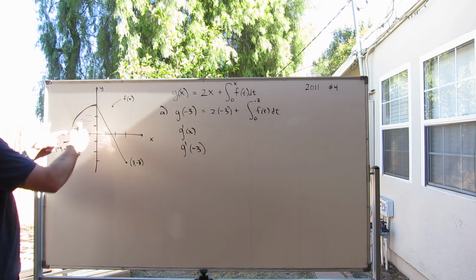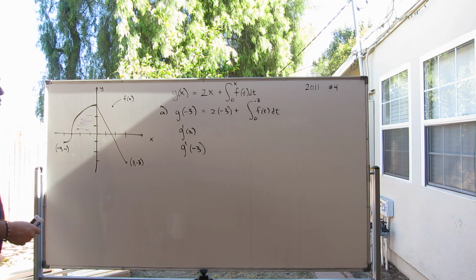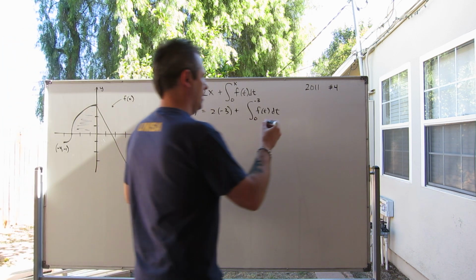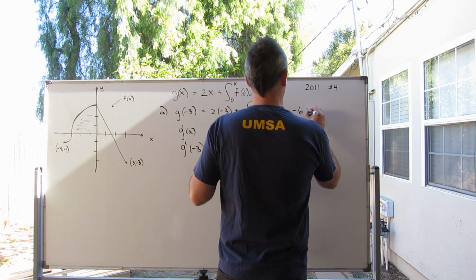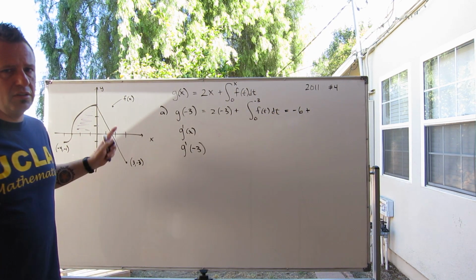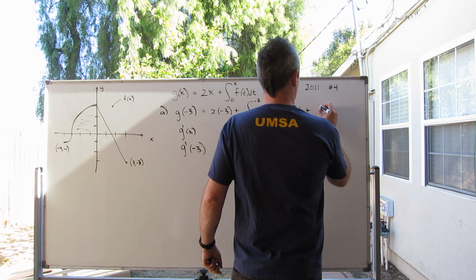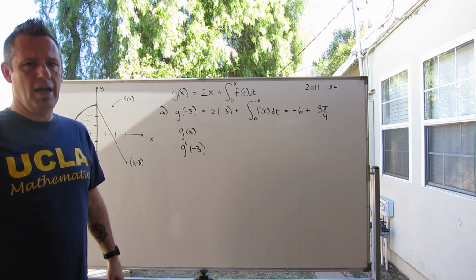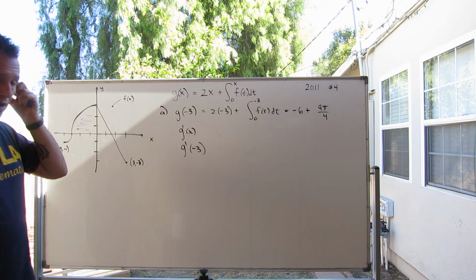And that is a circle of radius 3 centered at the origin. So that's going to end up being negative 6 plus pi r squared divided by 4. So 9 pi over 4. And that would be my answer for the first part.